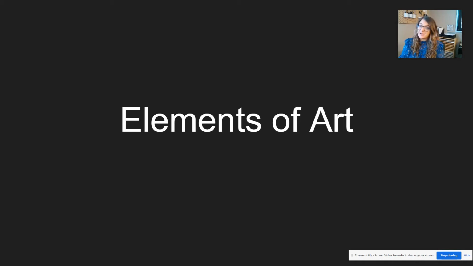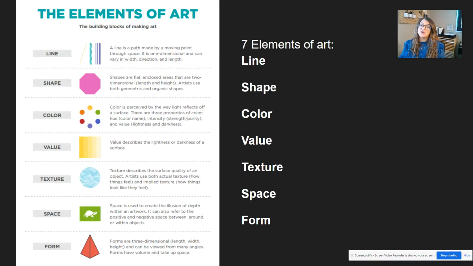Hi class, today we're going to be talking about the elements of art. Let's jump into it. So there are 7 elements of art. They are line, shape, color, value, texture, space, and form.